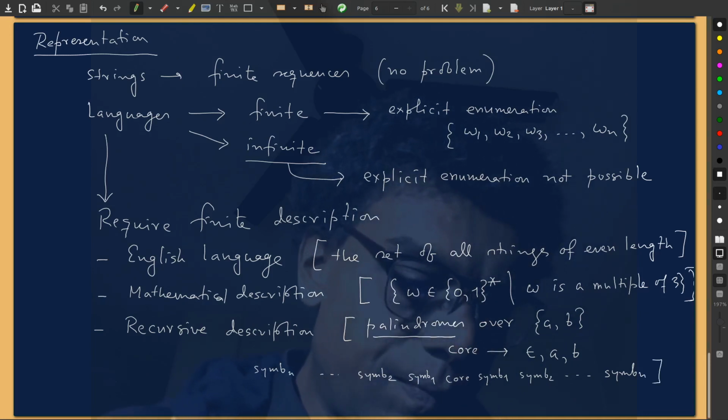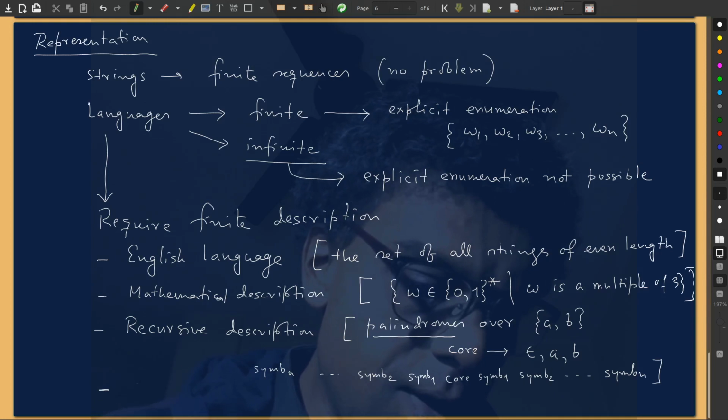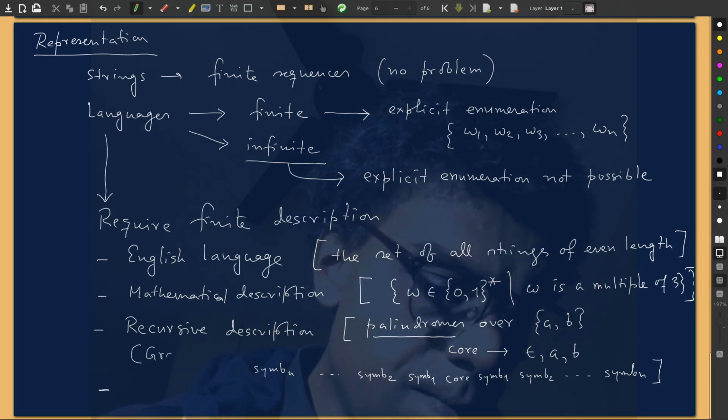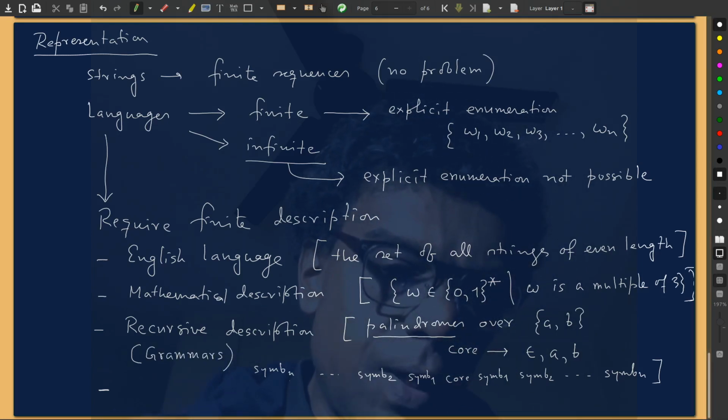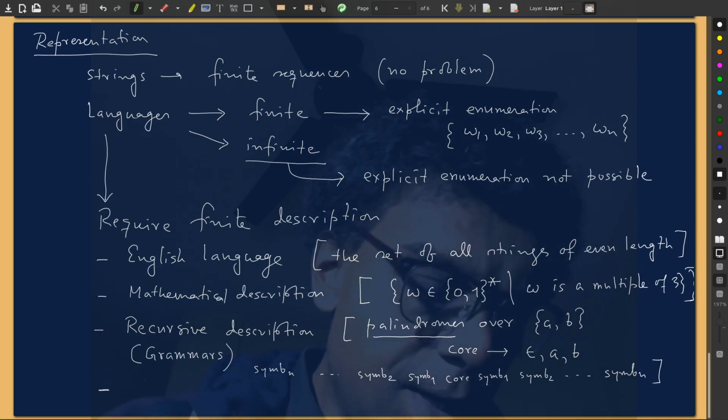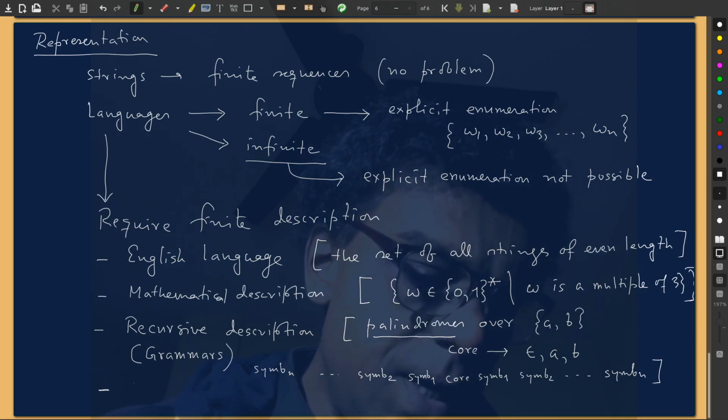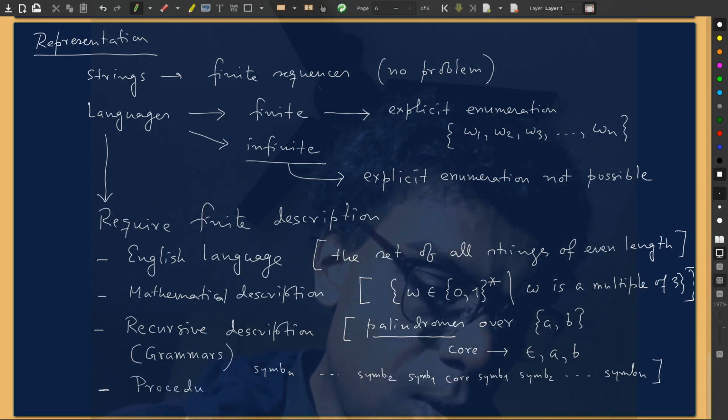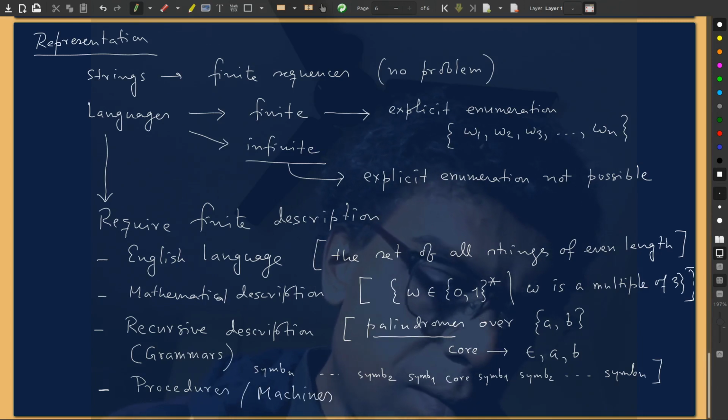And the final thing, which we have not come across so far, actually, recursive description. So this often includes what are called grammars. Okay. We'll look at more specific instances of grammars later. For example, for the moment you may think about English grammar. I will come to that a little later. You may also have description by procedures or machines. Near the end of today's talk, I will briefly explain what is meant by the description of a language by a machine.